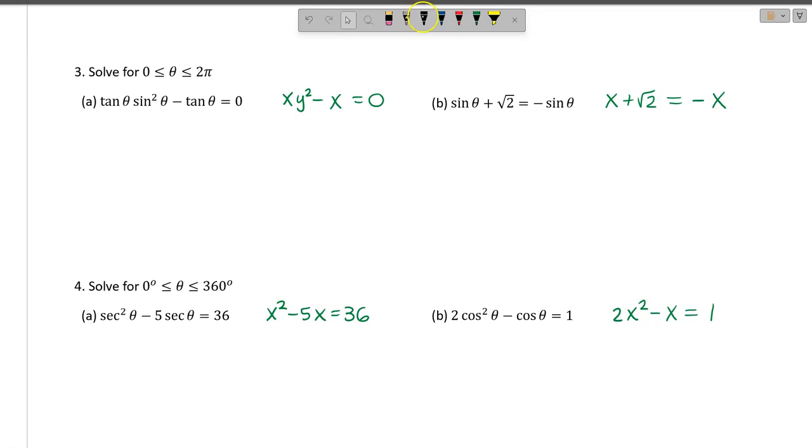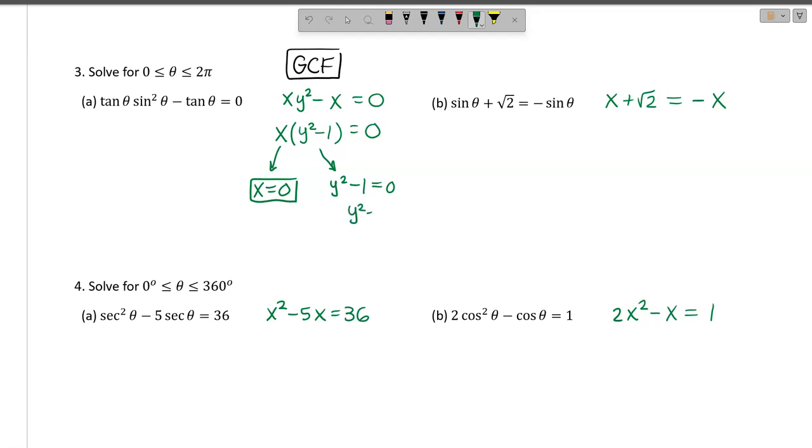In number 3, or 3A I should say, we want to use the concept of GCF to help us solve this. We're going to factor out the common x, which leaves y squared minus 1 in parentheses equal to 0. Once we have things factored, we can set each factor equal to 0. So x is just equal to 0. Y squared minus 1 is equal to 0. There are two ways of doing this. The easiest is to add 1 to both sides and then take the square root of both sides. So y would equal plus or minus 1.